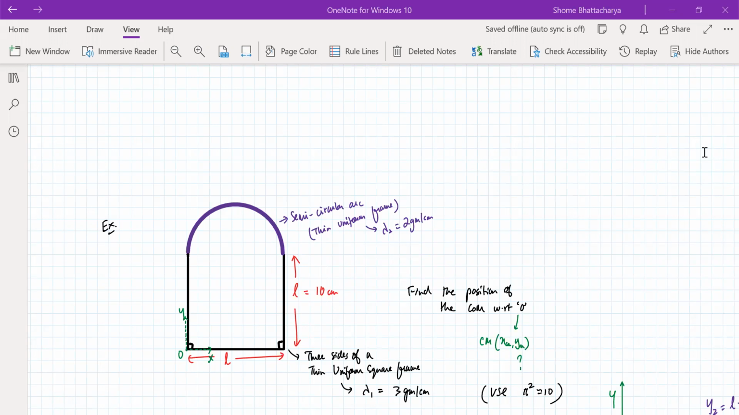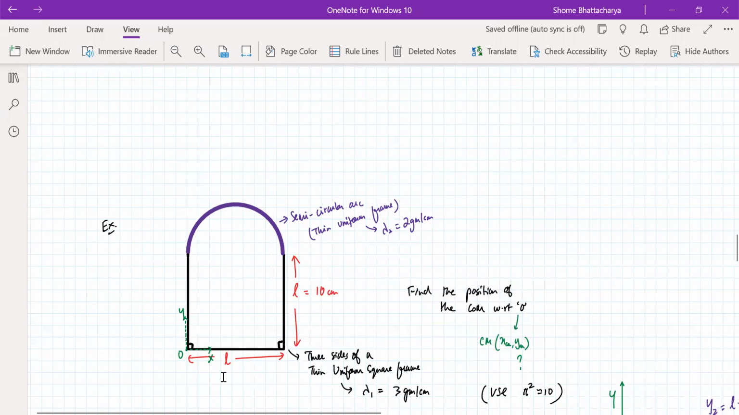So this whole structure is like this. We have to find the position of the center of mass of this whole structure with respect to the bottom left corner of the square, which we are taking as our origin. So the question is, you have to find the position of the center of mass with respect to the origin O. That means we have to find the center of mass's coordinates x_cm and y_cm with respect to the origin being this point, which I've shown here below.